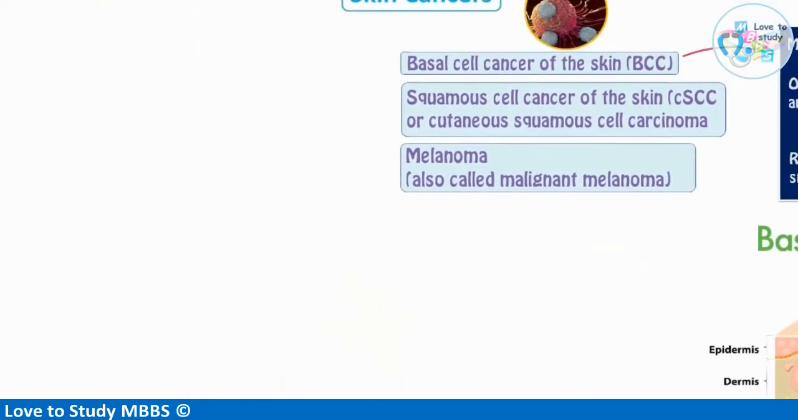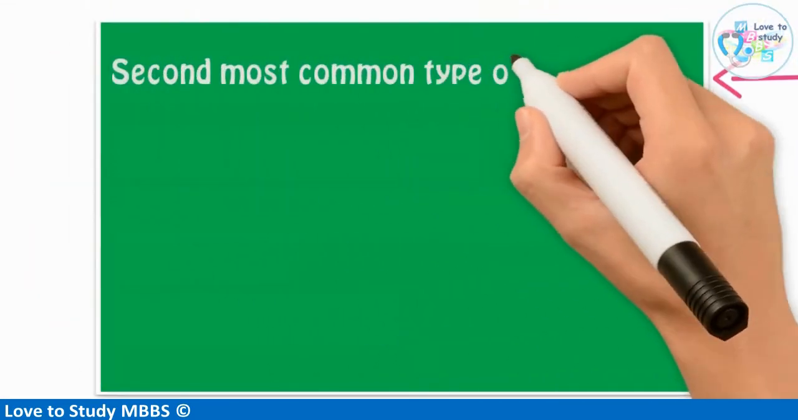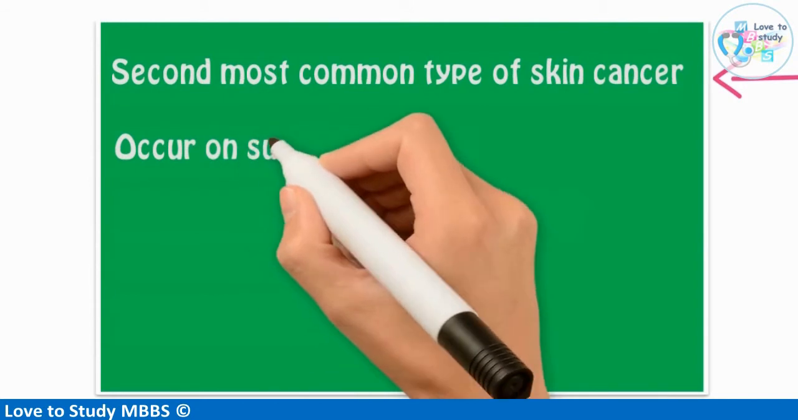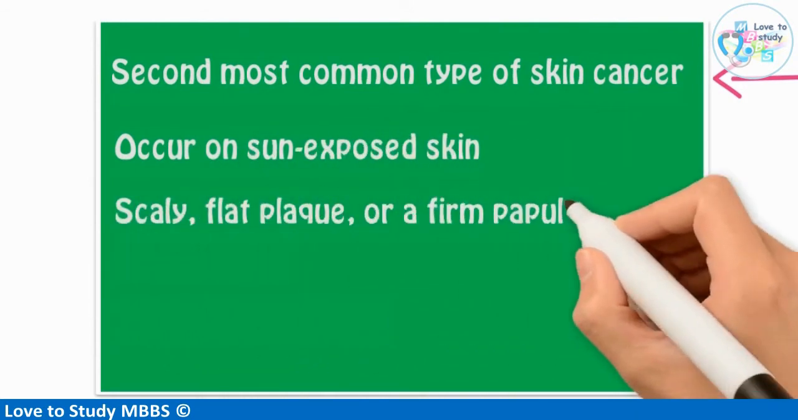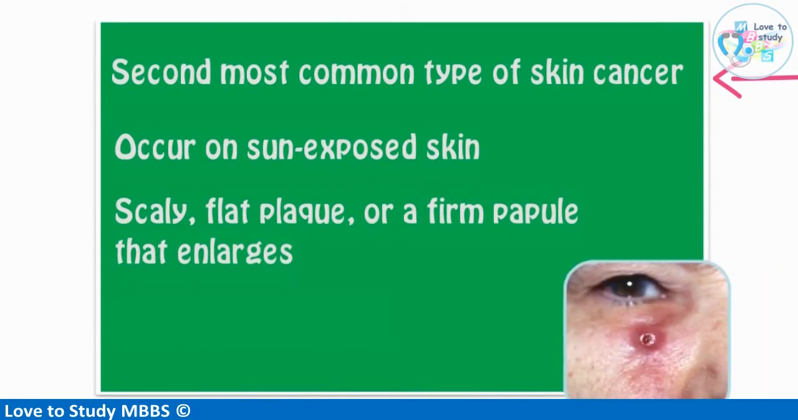The second most common type of skin cancer is squamous cell carcinoma, which also tends to occur on sun-exposed skin. Unlike BCC, patients with CSCC will have a scaly, flat plaque or a firm papule that enlarges and occasionally bleeds.